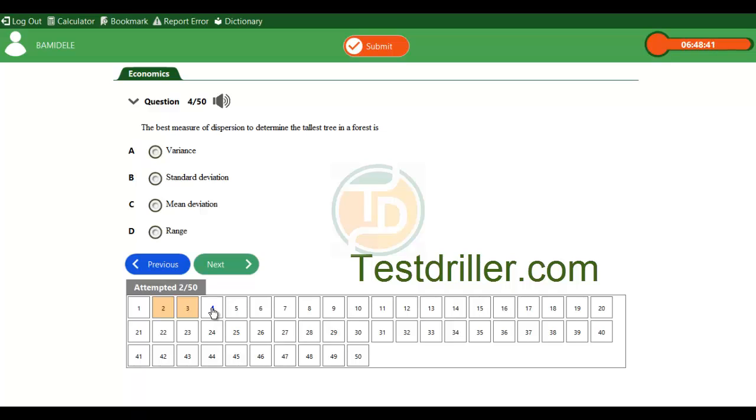Option C is mean deviation. Mean deviation shows the variation of numbers from the mean value of the data. The final option is range. Range is the difference between the highest and lowest number in a set of data. And it is important to know that range is the only measure of dispersion that you don't need the mean value of the data to determine it.